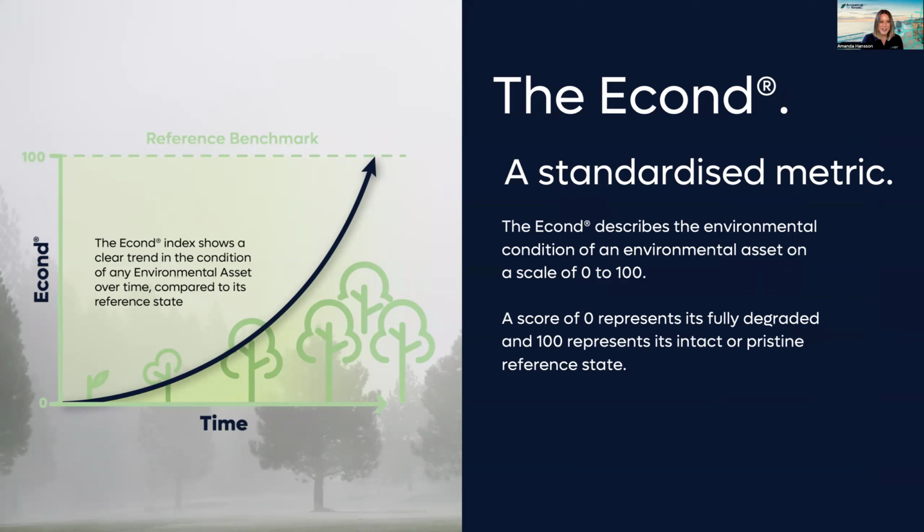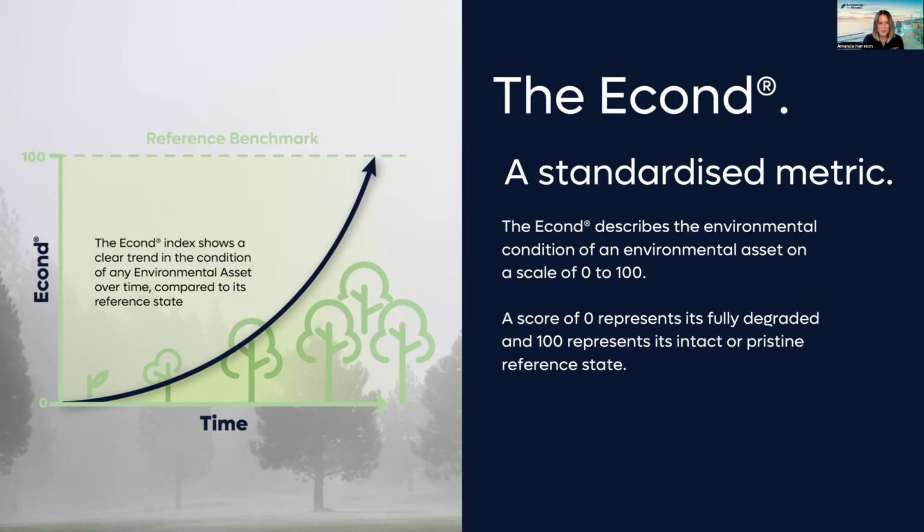So I wanted to introduce the concept of the econ early on because it's really at the core of the Accounting for Nature framework. The econ is an index that stands for the Environmental Condition Index, and it describes the state of an environmental asset from a score from 0 to 100. So 100 represents the best possible state an environmental asset can be in, and 0 means that the environmental asset is fully degraded or it might be missing.